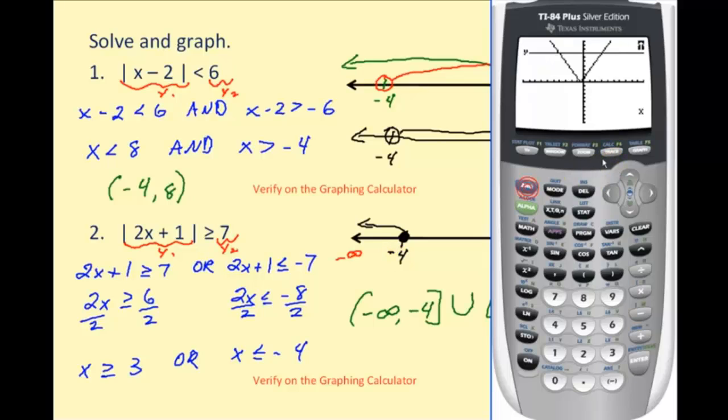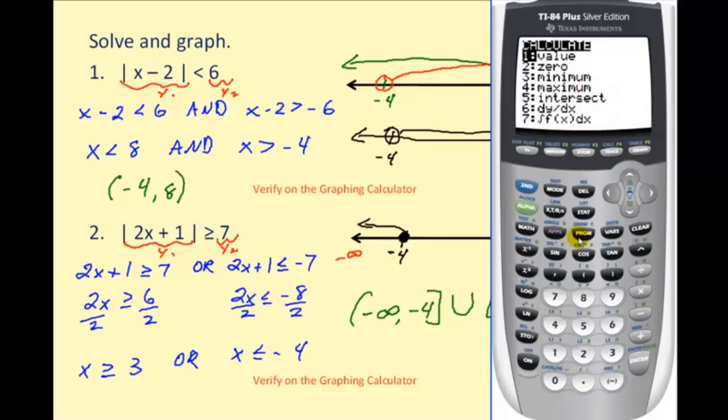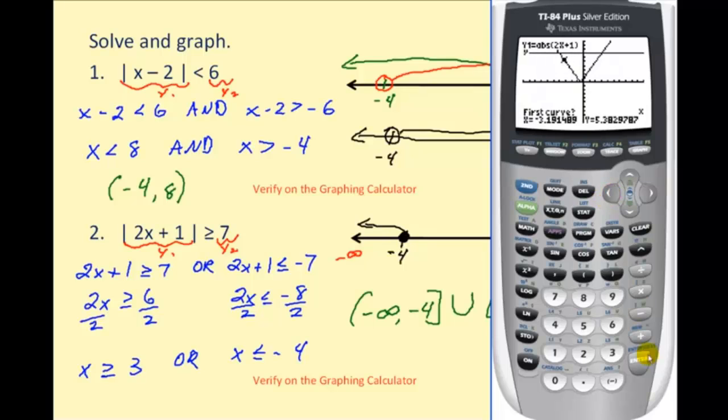The way we do that is we hit second trace, which brings up the calculation menu, option 5, move the cursor closer to that point of intersection, hit enter 3 times, and we can see that is the x value of negative 4, and we could also verify that the right side is positive 3.